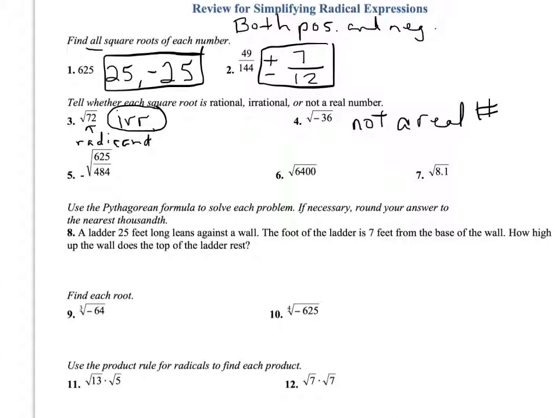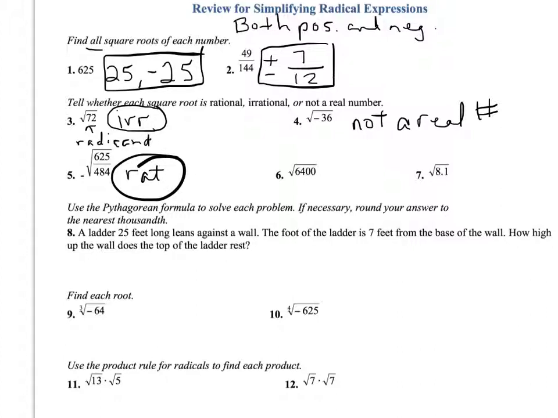So beneath the radical sign, the radicand is a fraction, 625 over 484. Is 625 a perfect square? The answer is yes. Is 484 a perfect square? The answer is yes. As long as both the numerator and denominator are perfect squares, you have a rational number.